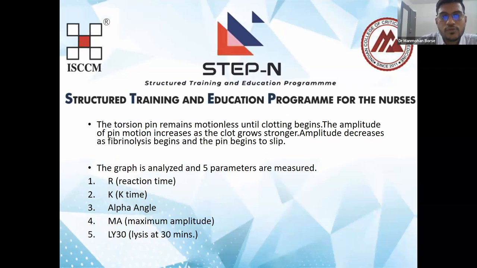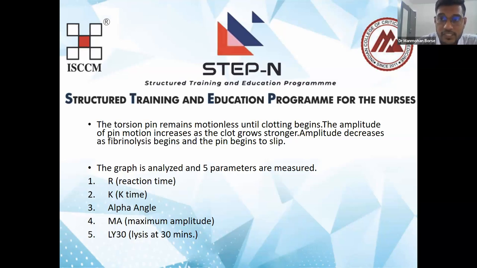Okay. So the torsion pin remains motionless until the clotting begins. So that will reflect your R time. Okay. And the amplitude of pin motion increases as the clot grows stronger and stronger. And once the lysis starts, the amplitude comes down. Okay. And that is nothing but the beginning of the fibrinolysis. We'll see the map and you'll understand what I'm talking about. With the beginning phase where the pin is motionless and then the amplitude of the pin is rising, that will reflect the clot strength, and the maximum amplitude of that clot, the MA, will reflect the clot strength, and the lysis, which usually starts after 30 minutes. Okay, so we'll go on to the map and then you'll understand better.